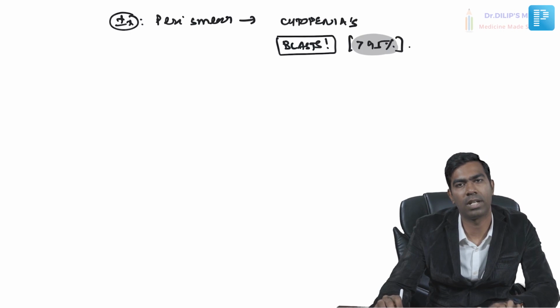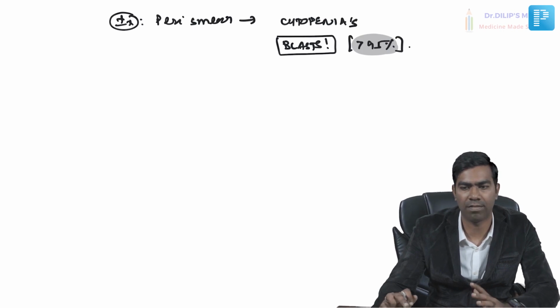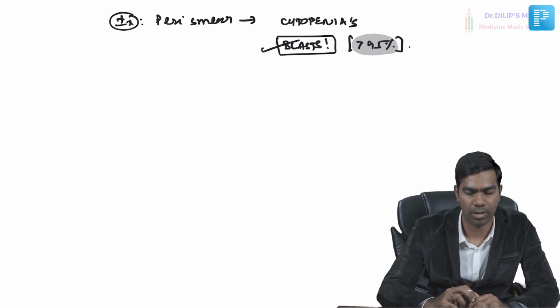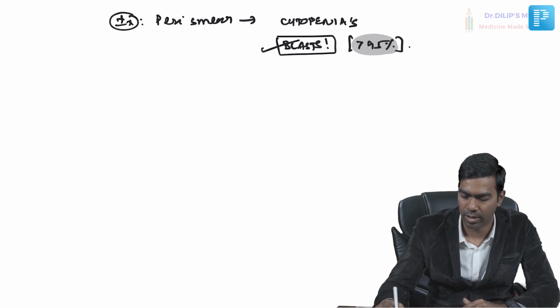This is not a criteria, but in general, in an acute leukemia, 95% or more of the circulating cells in the peripheral smear are going to be blasts. So that stands out apart in an acute leukemia. So it's blast all the way.